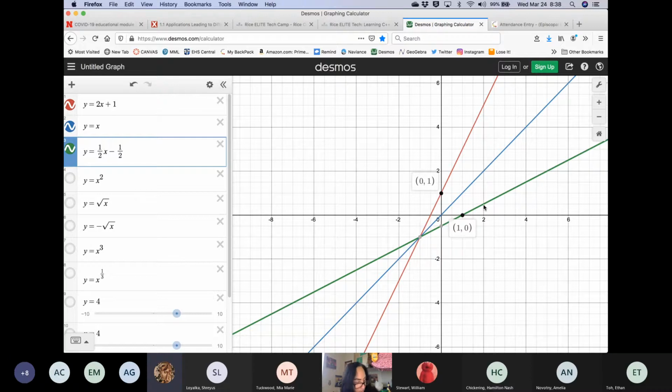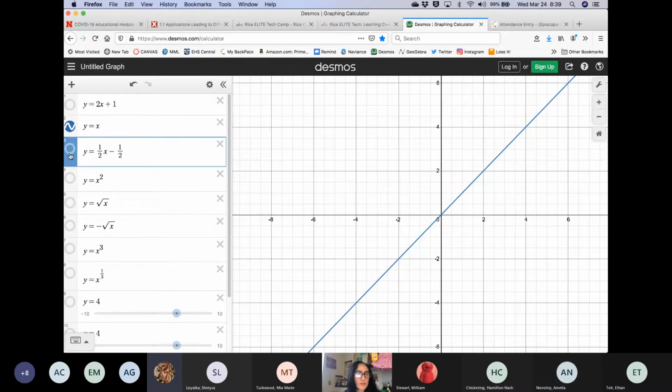Now, for number 10 on investigation 1, is the image of y equal 2x plus 1 reflected across y equal x a function? Yes. How do you know? Because each x value only has one corresponding y value. Beautiful. And graphically, it passes the vertical line test. Excellent. All right, so let's look at investigation 2.